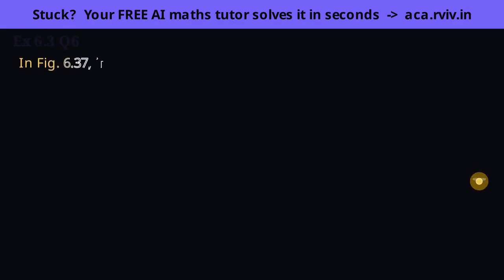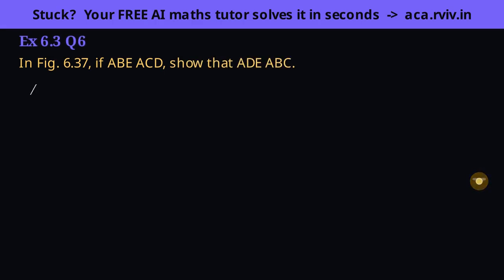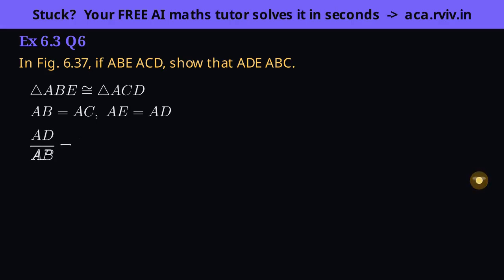Congruence hands you equal sides. Turn them into a ratio for SAS. Setup: from the congruence, matching sides are equal, which will convert into equal ratios. Congruent triangles give AB equals AC and AE equals AD. So the ratio AD over AB equals AE over AC. Both are the same fraction.